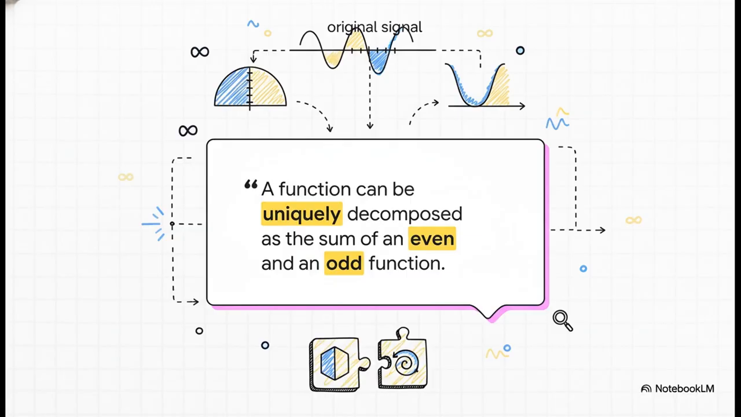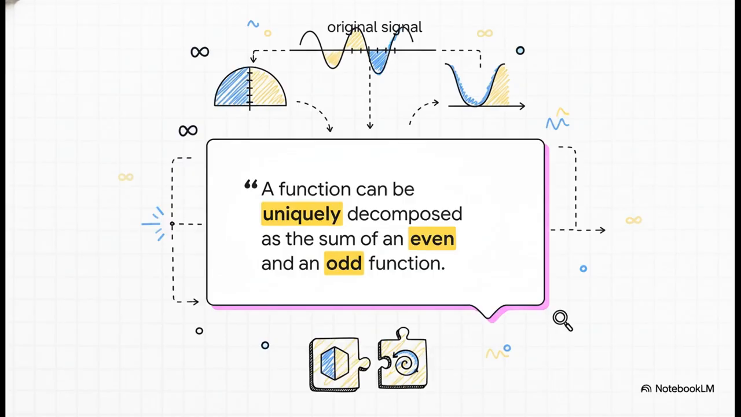And here's a really important detail. This decomposition is unique. That means for any signal you can think of, there is only one right answer for the even part and one right answer for the odd part. This isn't some guess. It's not one of many possible ways to do it.